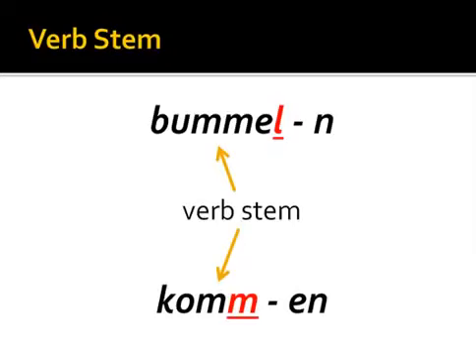It could either have an n or an en infinitive ending, depending upon the verb stem. If the verb stem ends in an L, you'll tack on an n for the infinitive form. If it ends in anything else, here for instance it ends in an M, you will use an en infinitive ending.